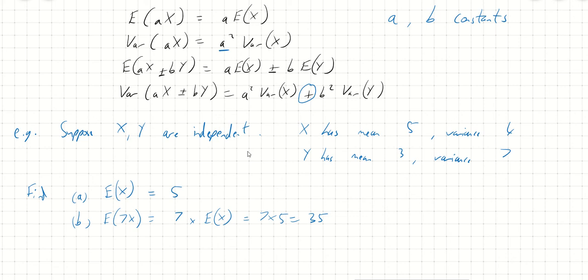Okay. What's the expectation of x plus y? Well, from the third rule, with a and b equal to 1, this is the same as the expectation of x plus the expectation of y, because x and y are independent. And this is 5 plus 3, which is 8.